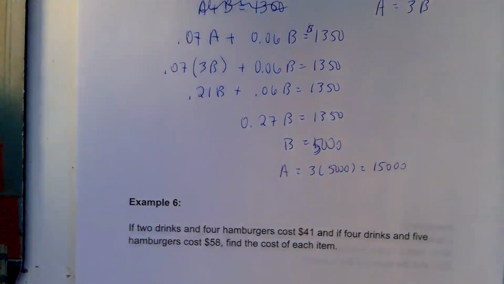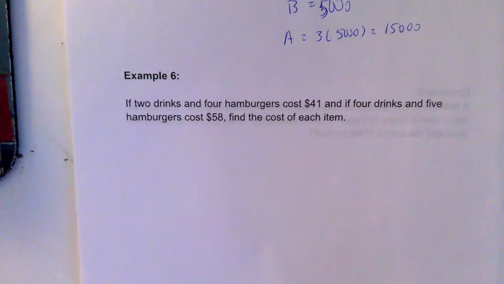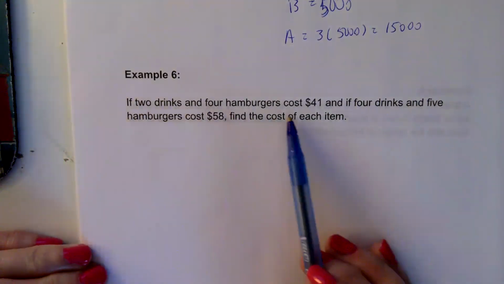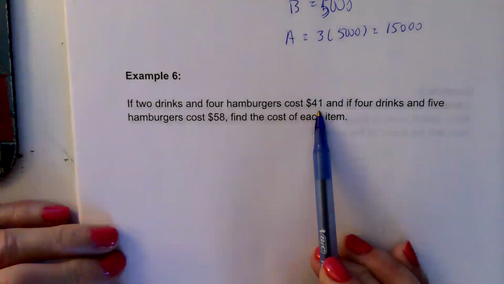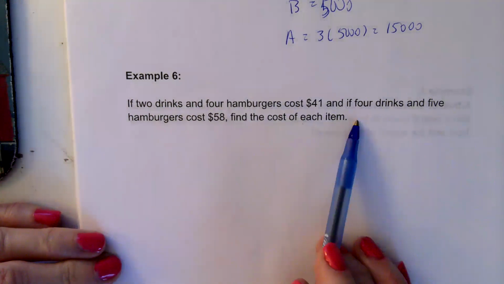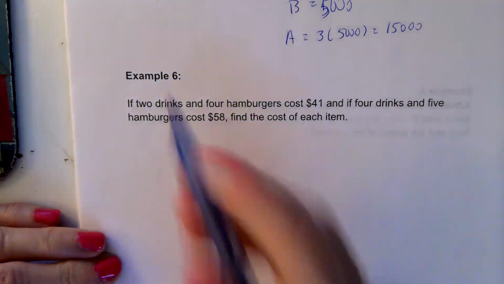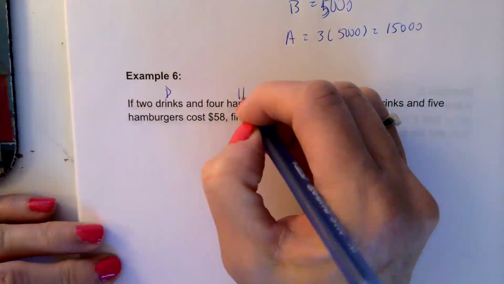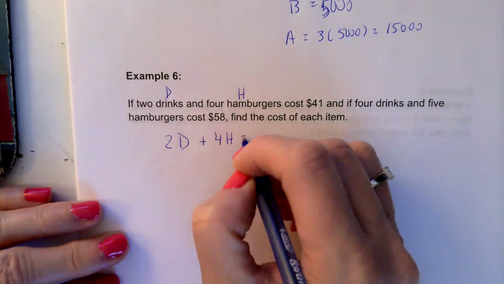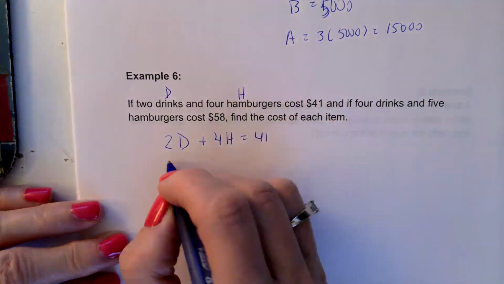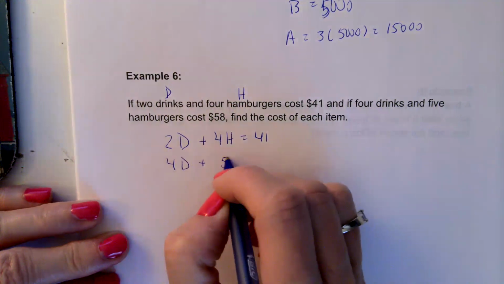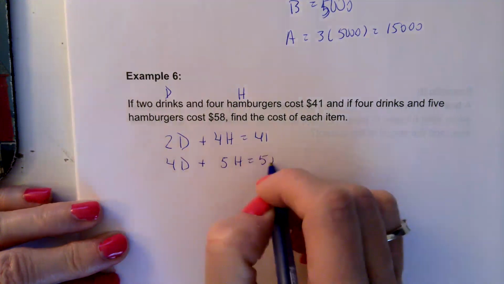Okay, let's try the next one. These are fun little puzzles. So the next one says, if 2 drinks and 4 hamburgers cost $41, woo, that's a lot. And if 4 drinks and 5 hamburgers cost $58, find the cost of each. So we've got D's and H's. We'll say D for drinks and H for hamburgers. So 2 drinks plus 4 hamburgers was 41. And 4 drinks plus 5 hamburgers was 58.